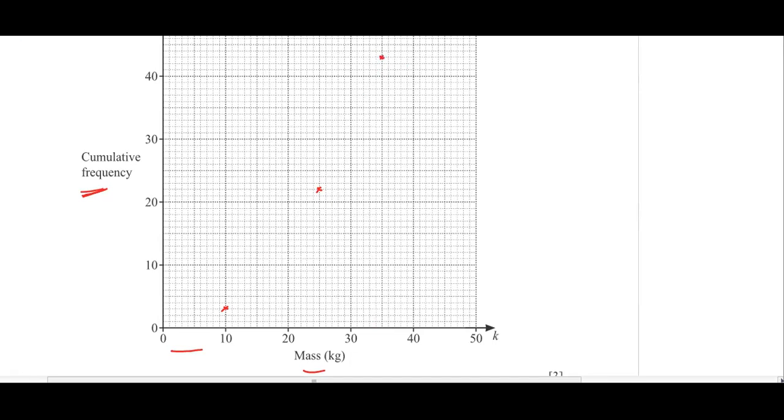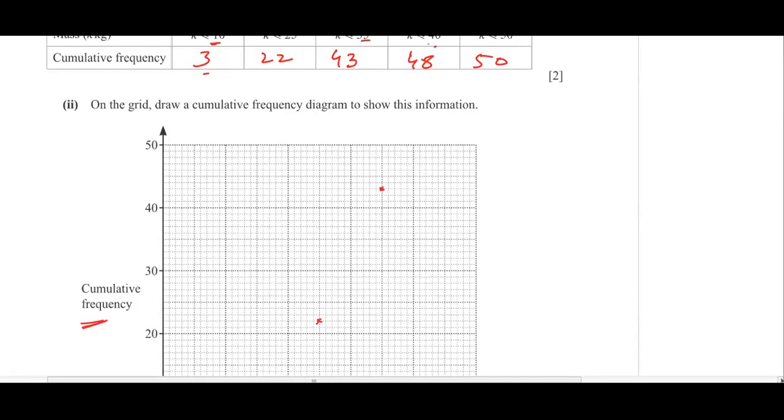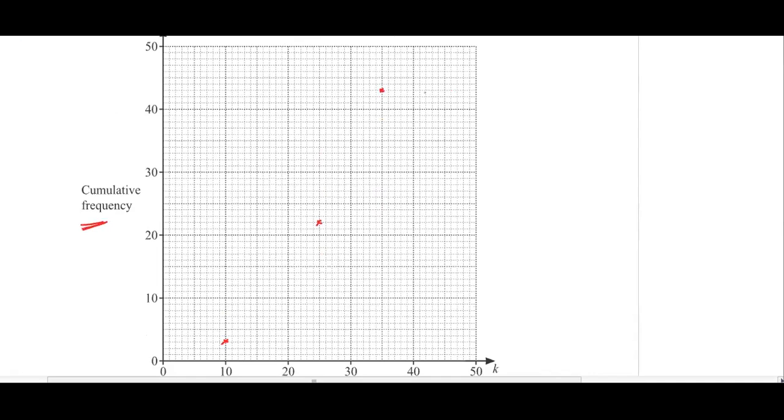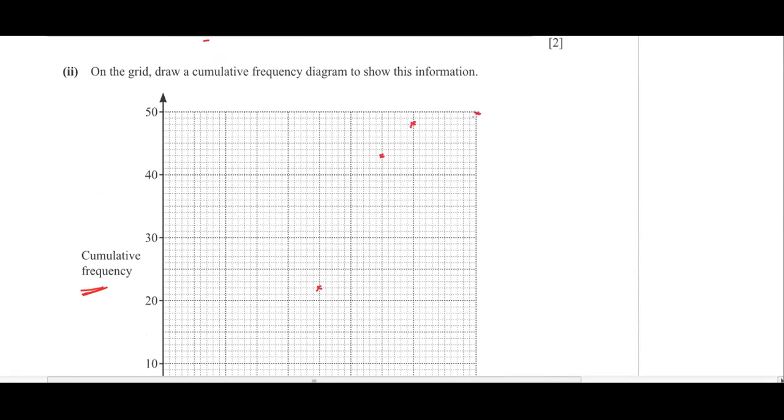That is 43. Then for less than or equal to 40 is 48. So 48 is here: 50, 49, 48 is this. And for less than or equal to 50 it is 50. So now just join this curve. On paper you can join it better; I'm using an electronic pen obviously. So just a solid line, try to make that one.